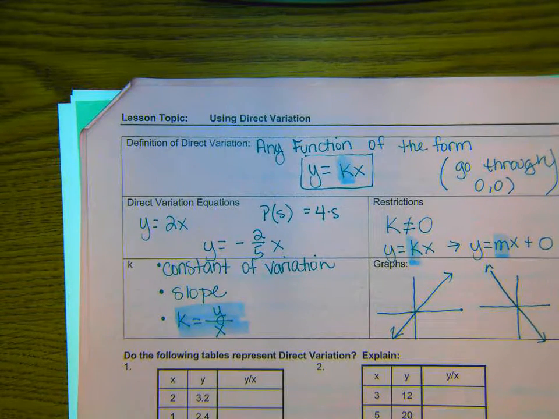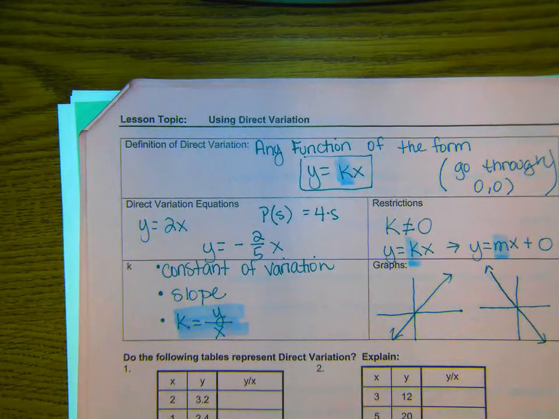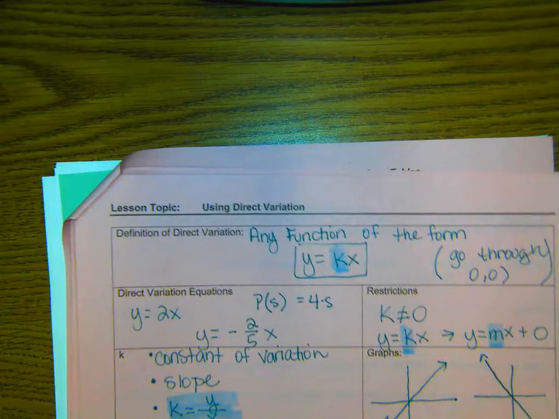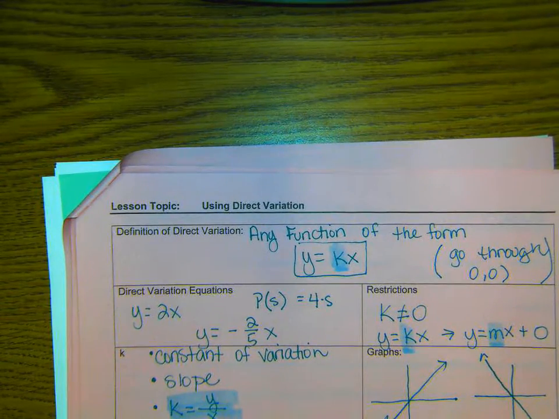To see if something is direct variation, what would have to be true is when we find y divided by x, it would have to be the same every time. Let's check it out. If you've got a calculator, get it out.